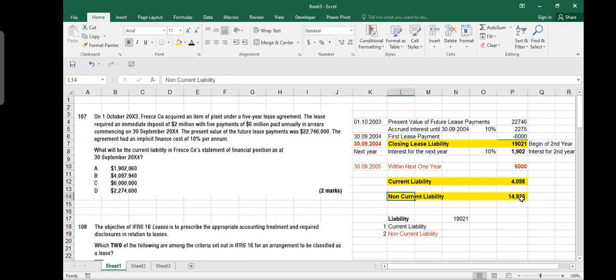So even if in a question they ask you to find out non-current liability, this you have to find out in any case. That's why I said 2 steps. If they ask you for non-current liability, 2 steps are needed. First, calculate the current, and then the difference between total and current, that will be non-current liability.